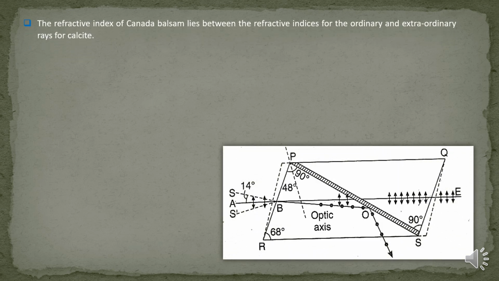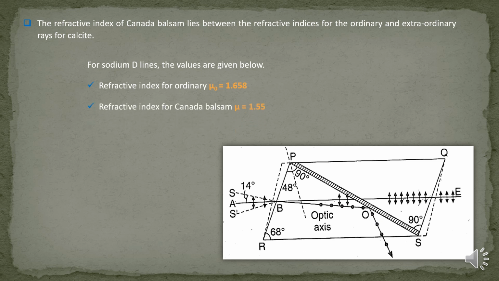The refractive index of Canada balsam lies between the refractive index for the ordinary and extraordinary ray for calcite. For sodium D lines, the values are given below. Refractive index for ordinary ray, mu naught, is equal to 1.658. Refractive index for Canada balsam, mu, is equal to 1.55. Refractive index for extraordinary ray, mu E, is equal to 1.486. From these values, it is clear that the refractive index value for Canada balsam lies between the ordinary and extraordinary rays.